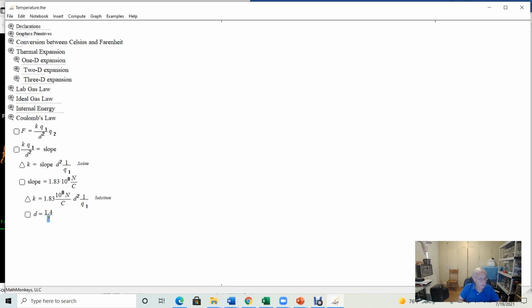1 centimeter is 1/100 of a meter. So we put everything in the right unit. Charge Q1 is equal to what? 4 microcoulombs. Micro is 10 to the minus 6. And we can substitute Q1 here.